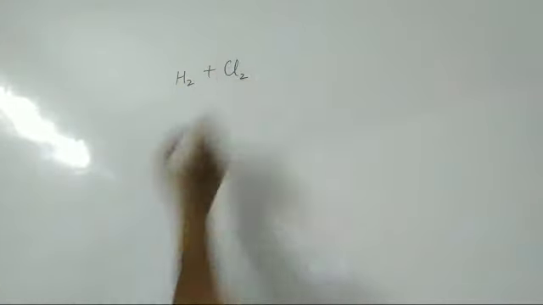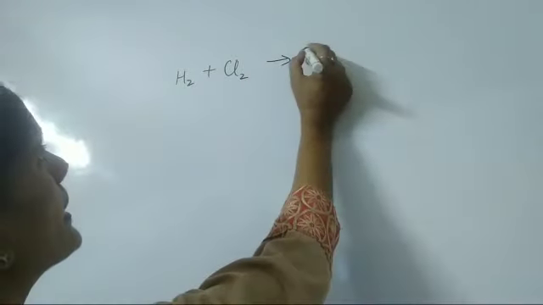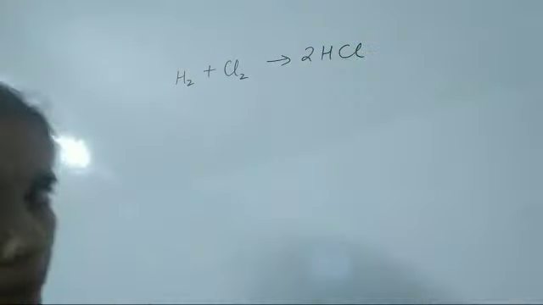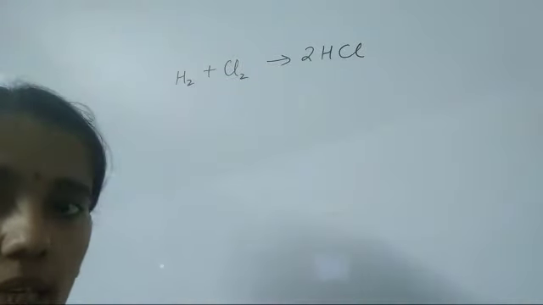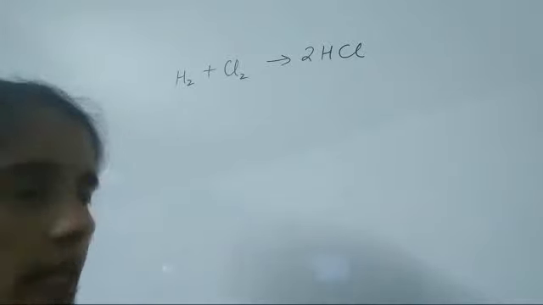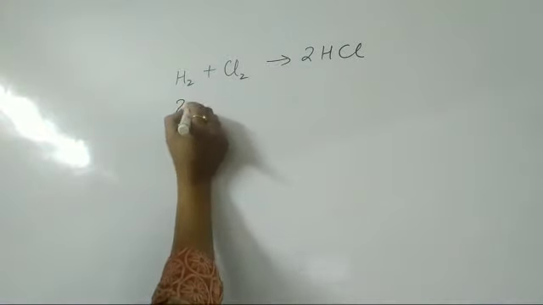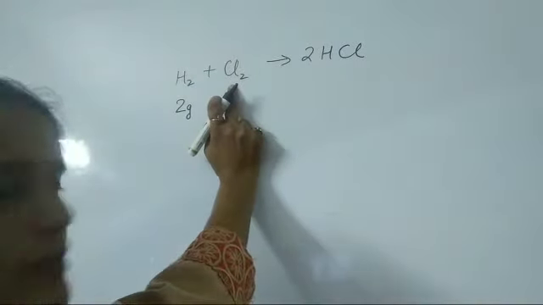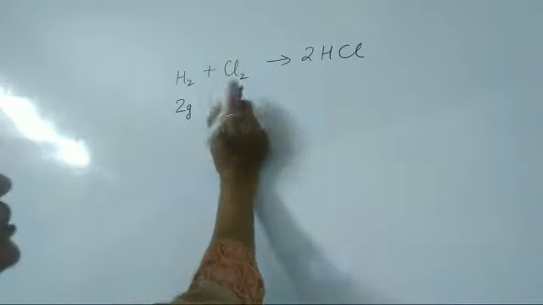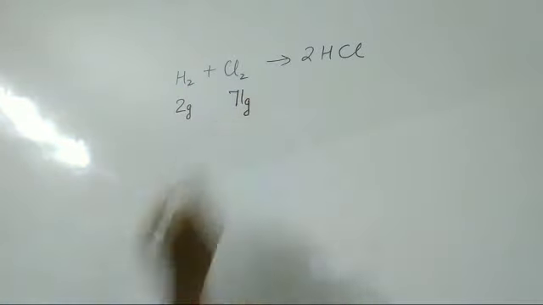Now, if hydrogen combines with chlorine to form HCl, okay. So, when we are talking about the law of conservation of mass, it is always calculated in the form of mass. So, what is the mass of hydrogen? 1. So, here it is 2 atoms. So, 2 gram of hydrogen. Atomic mass of chlorine is 35.5. So, 2 atoms will be 71 gram.